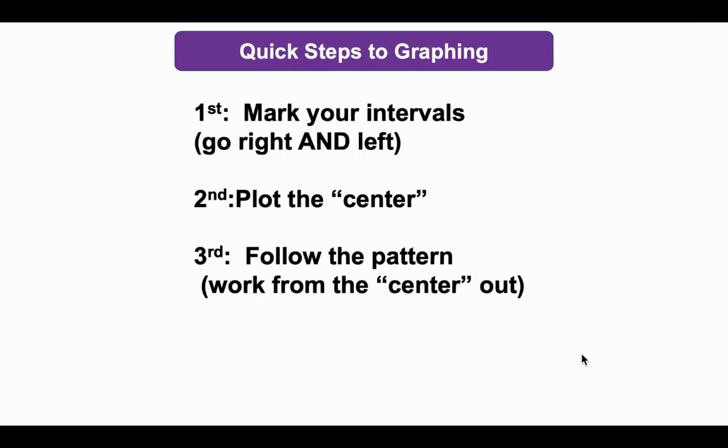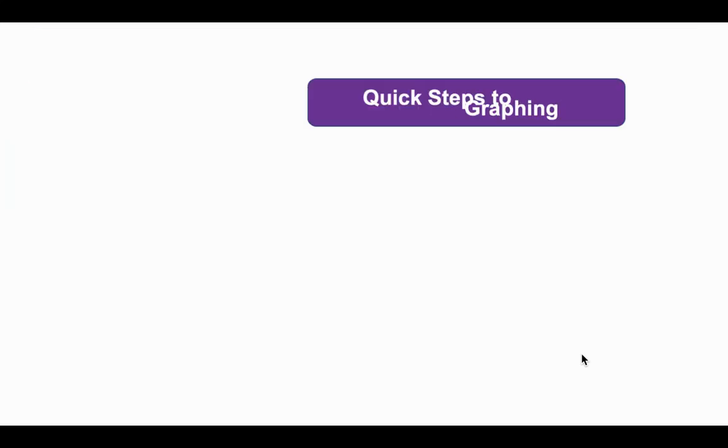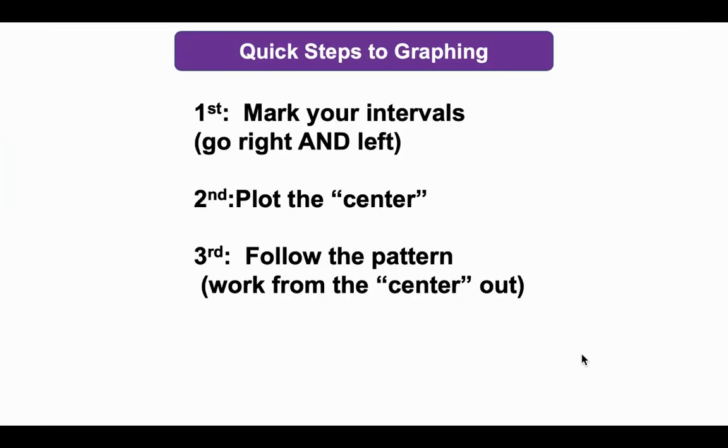Last one is quick steps to graphing. So this is the part where I told you, if you want to skip ahead and figure out how to do this pretty fast, this is where you go. All right, so here are the quick steps to graphing the parent function. It's going to be altered a little bit when we get into the transformations, right? So the first step is to mark your intervals.